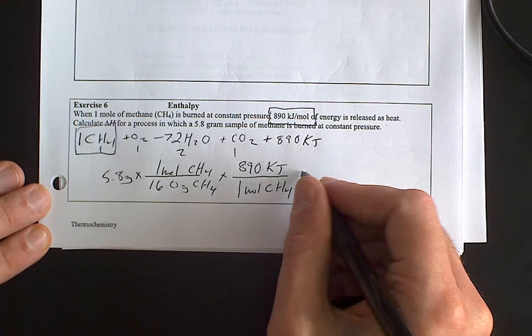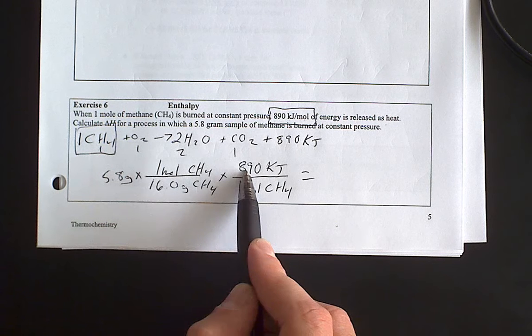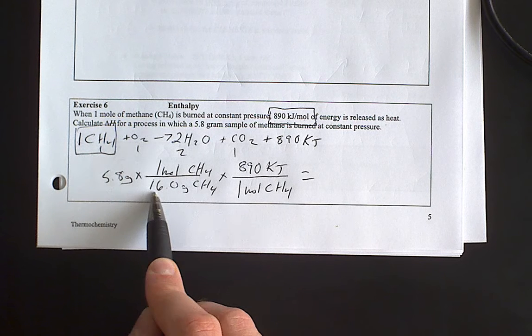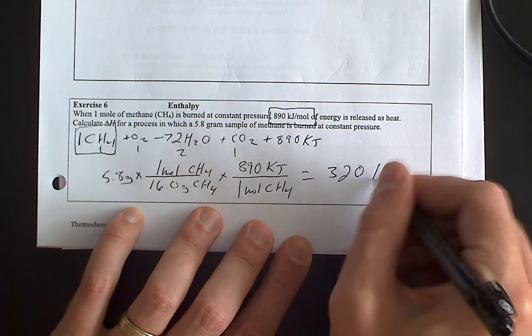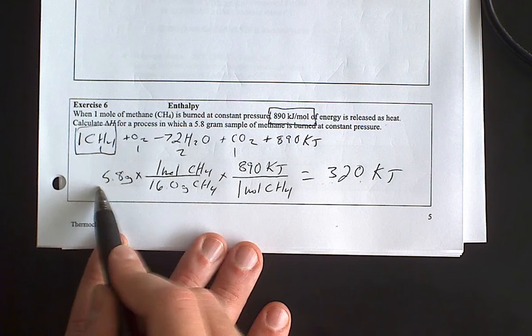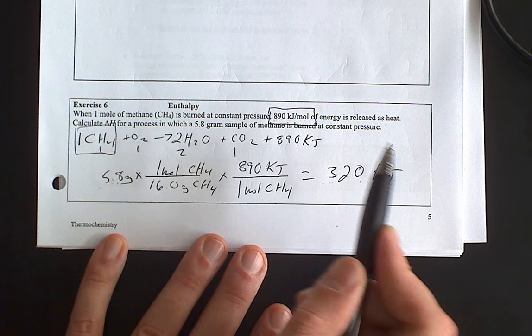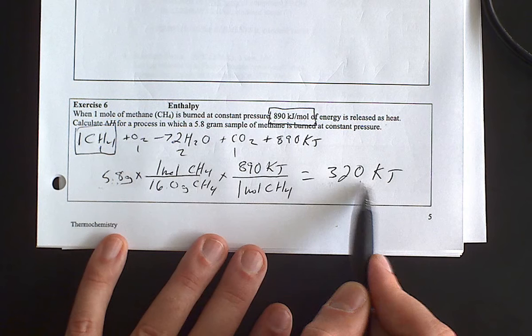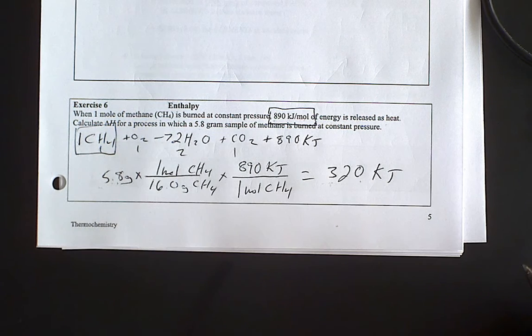All right, and then we follow the same conventions of 5.8 times 1 times 890, and then we divide by our denominator. In this case, it's 16. So this is 320 kilojoules. I did round this to 3 sig figs because of this 5.8 value that we were given. Actually, this is 2 sig figs. I'm sorry, this is 2 sig figs. We don't have a decimal there. Okay, 2 sig figs and 2 sig figs. So 320 kilojoules. And that's how we relate this to a reaction and the equation.